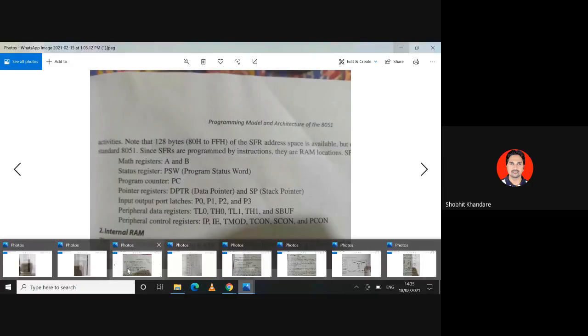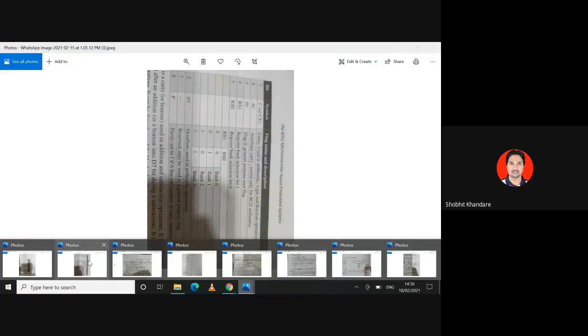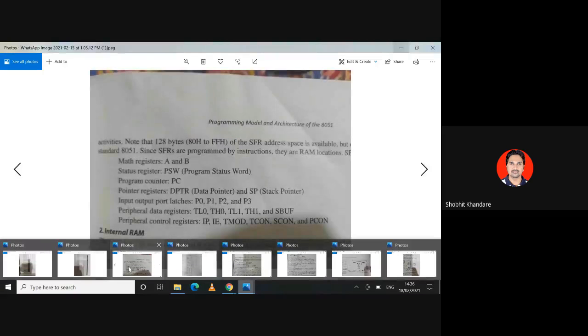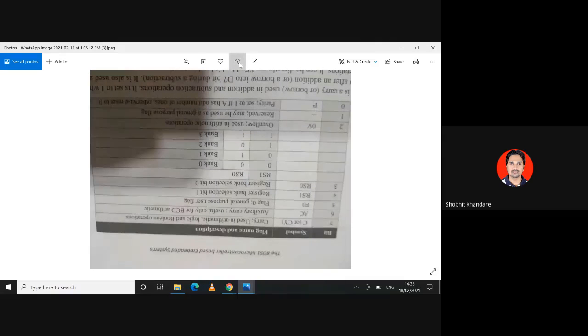Have you drawn that PSW, program status word? I think I have asked you to draw the program status word. Yes, sir. Okay. Now we will go on to understand the special function register, the program status word. So what is that program status word? And we will see each and individual bit.